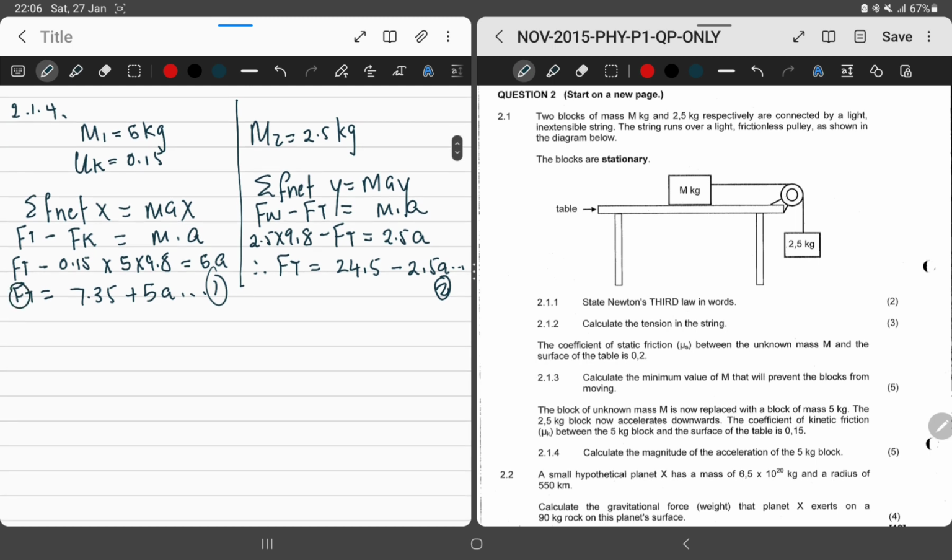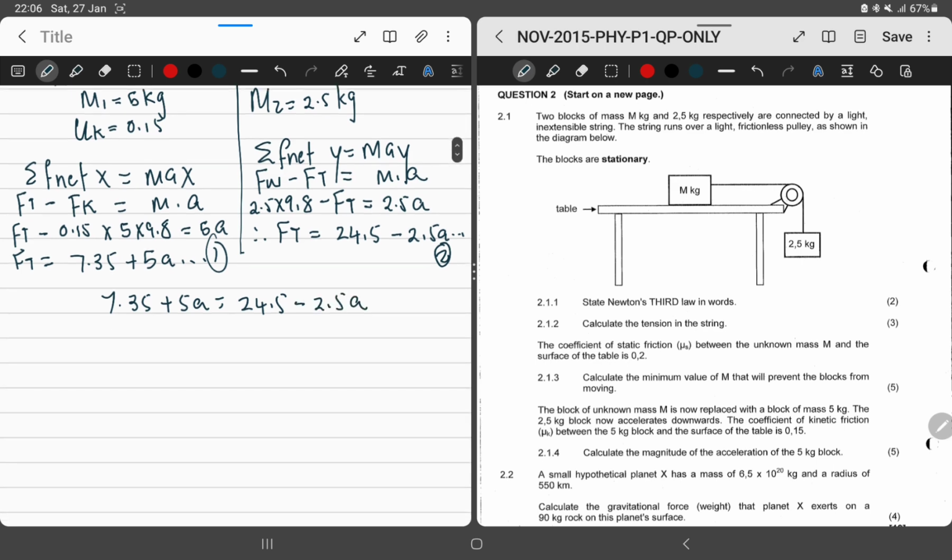The force of tension on the 5 kilogram block is the same as the force of tension on the 2.5 kilogram block, so we can just equate the two. 7.35 plus 5a is equal to 24.5 minus 2.5a, and solve for the acceleration. 7.35 minus 24.5, which is minus 17.15, is equal to minus 7.5a. This is 2.29 meters per second squared.